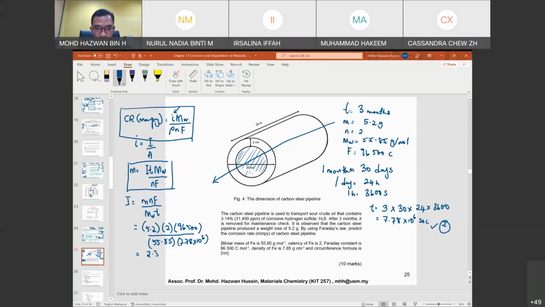2.3, 2.3097, 2.31 times 10 to the power of negative 3. What is the unit for current? Ampere. Okay, so I'm just checking whether you get the same answer. 2.31 times 10 to the power of minus 3. Did you get it? Okay, right, there are thumbs up.